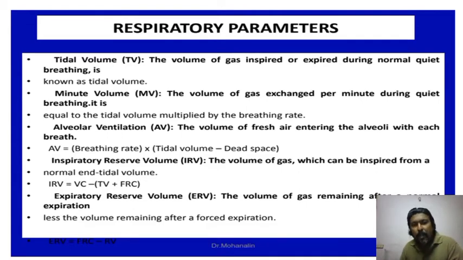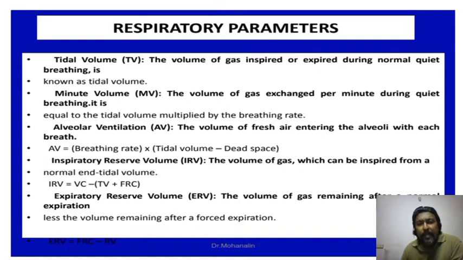And the next important topic, perhaps the most repeatedly asked definition, is inspiratory reserve volume, IRV. They have asked a lot of questions. I have seen too many question papers where they ask inspiratory reserve volume as well as expiratory reserve volume, right? So be watchful about that.